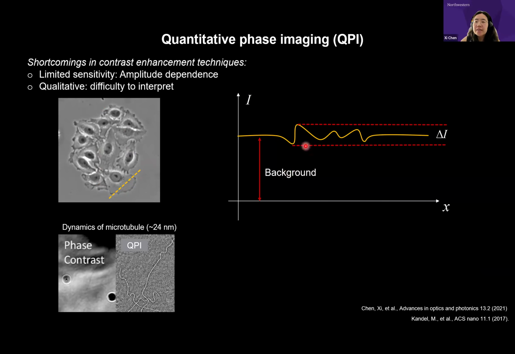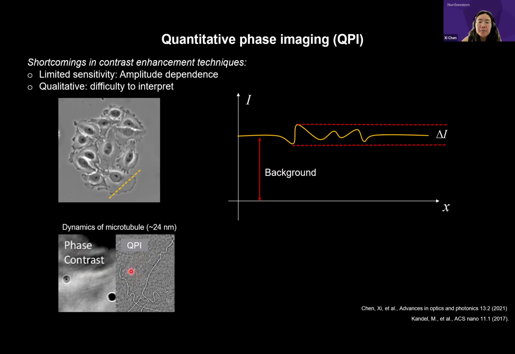However, using those techniques, you still have a large background in the picture that limits the contrast in your image. One reason for QPI to develop is that if we use a QPI technique, we can further enhance the contrast by removing this DC background. So you are left with only this delta I signal in your QPI image. This is a good example to show you the difference between phase contrast and a QPI method.